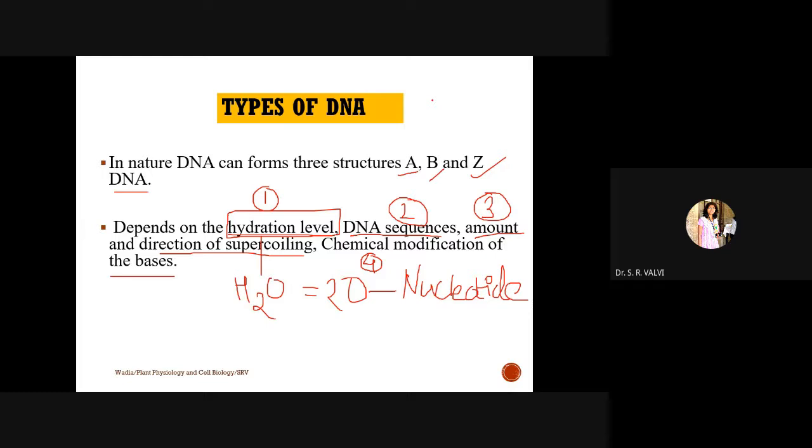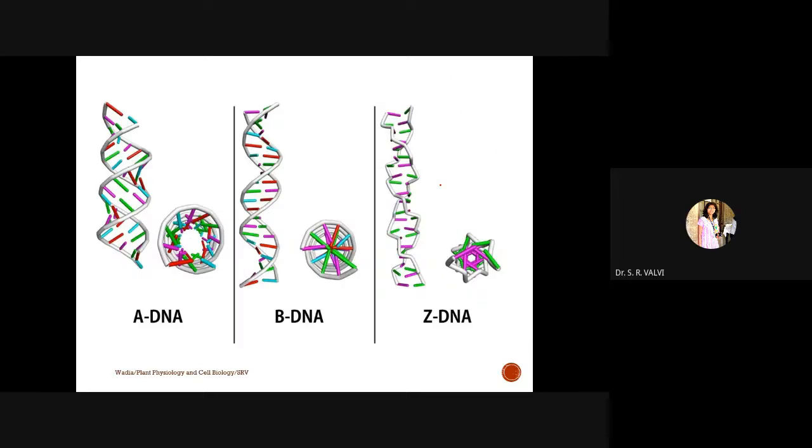So how many structures or types of DNA are there? A, B and Z types of DNA. Total three types of DNA are there, right? Now see the next structure. Here I have given you this structure.